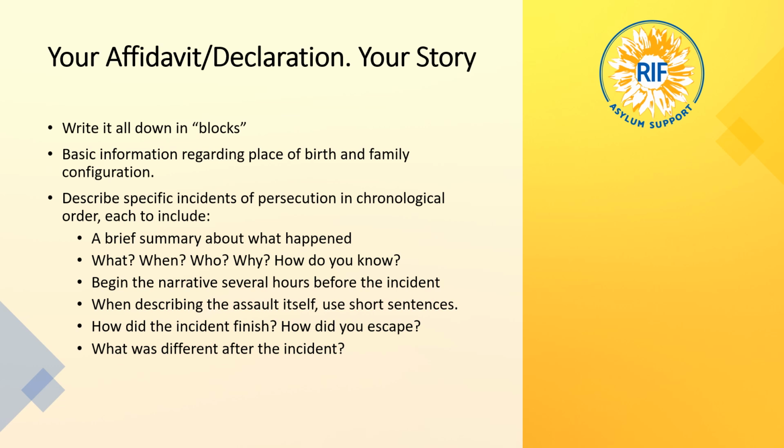Your story is the central part of your claim. You have to write it down in blocks. Start with the basic information regarding your place of birth and family configuration, and then describe specific incidents of persecution in chronological order. Each, for example, should include first a very short summary about what happened, then more details: what, when, who, and why, and how do you know.